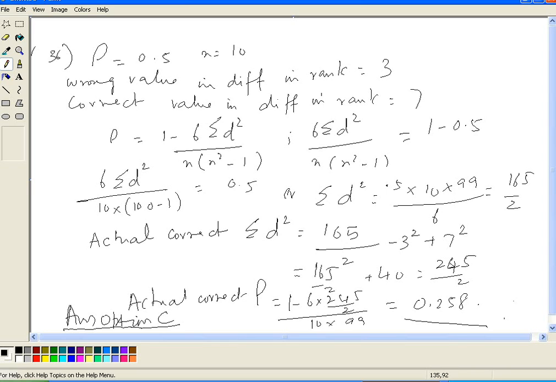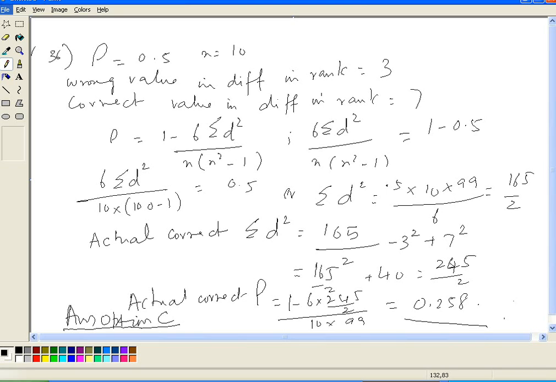Going to the work area, the rank correlation coefficient rho is equal to 0.5, n, the number of observations, is 10. Now the wrong value in difference in rank is 3, one of the wrong values. Then the correct value in difference in rank is equal to 7. Now we know that the rank correlation coefficient rho is equal to 1 minus 6 sigma d squared by n into (n squared minus 1).